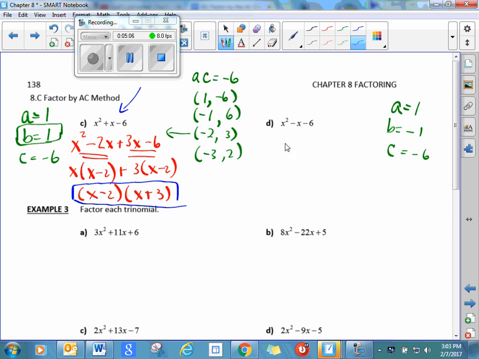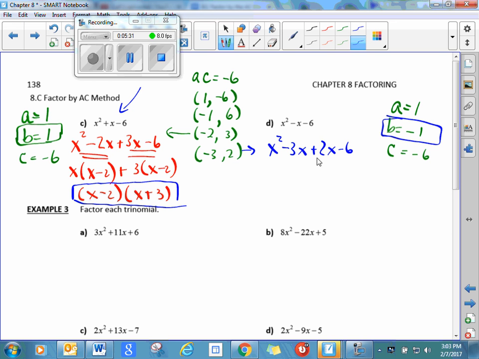Let's do this one quickly. We don't have to start all over on this one because we have our factors for -6. But now the sum needs to be -1, not +1. So that is going to be this guy. So when we split our middle term, we're going to have x squared minus 3x plus 2x minus 6.